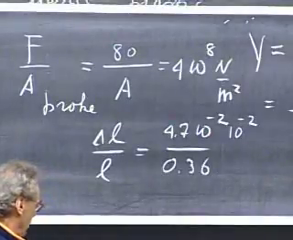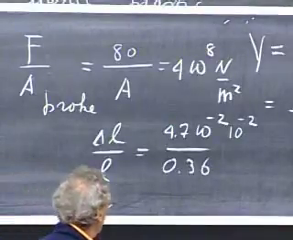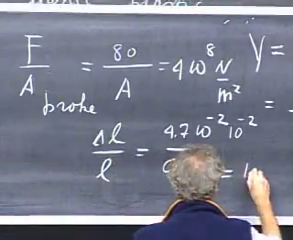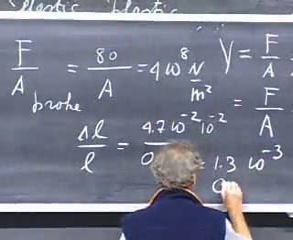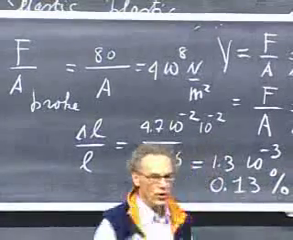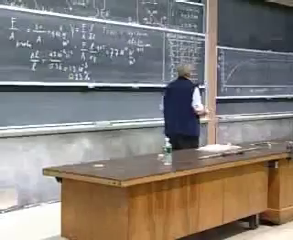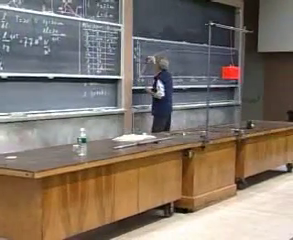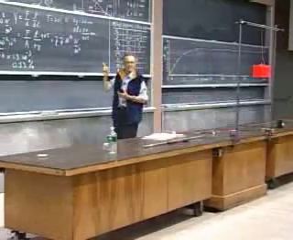So the exponent changes by minus 2, divided by 0.36, and that gives me 1.3 times 10 to the minus 3. In terms of percentages, that would be 0.13%. So the wire, when it reaches the end of its Hooke's law parameter space, has only become longer by 0.13%.